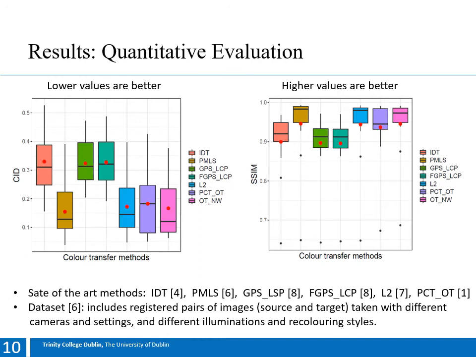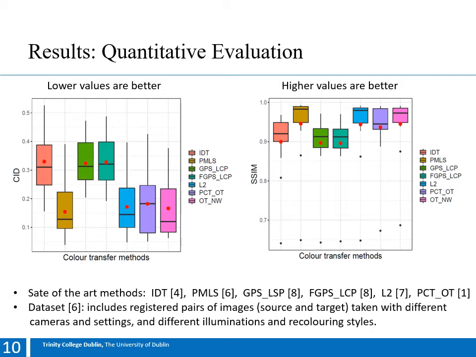Here we have SSIM on the right and CID evaluation on the left. By examining the SSIM box plot, we can see that our algorithm OT in W performs similarly to BMLS and L2, scoring the highest value, and BCTOT scoring the lowest value among the three. In CID evaluation on the left, our method performs similarly to BMLS, L2 and BCTOT.